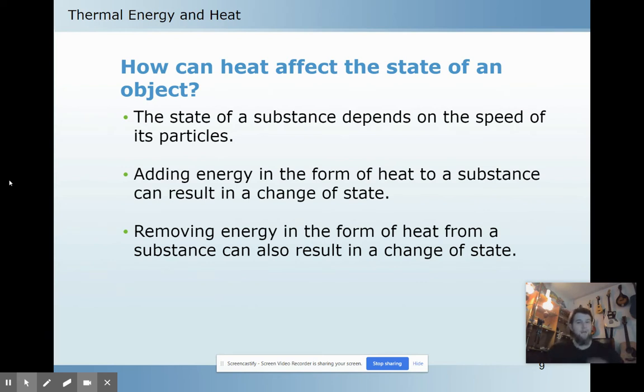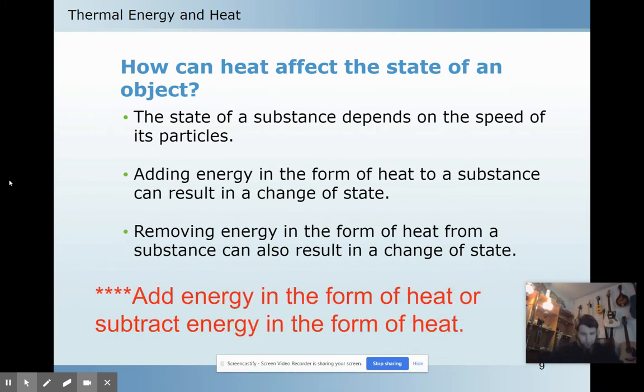Notice we're not saying something's getting colder, because you can't attain that coldness. All you can do is lose heat. Therefore, if you remove energy, you can change the state. If I had liquid water and I removed energy from it, it would turn into ice. You can say you're freezing it, absolutely, but what you're doing when you're freezing it is removing energy from the water. So you can add energy in the form of heat, or you can subtract energy in the form of heat. Notice we're not talking about anything getting cold.